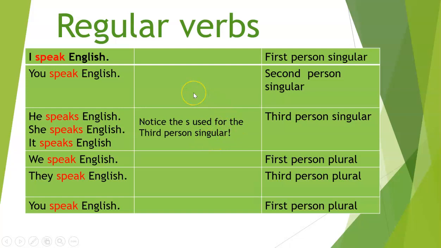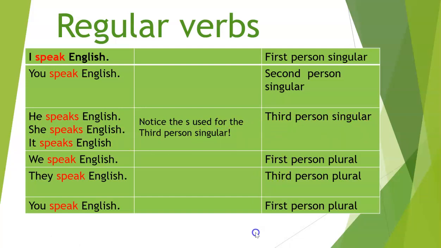So just as a review, remember that when we use I, when you are talking about yourself, it's called first person singular. When you are speaking to one other person, it's called second person singular. Now, when we are talking about somebody else, one other person is called third person singular. So again, he, she, and it is what we call third person singular.